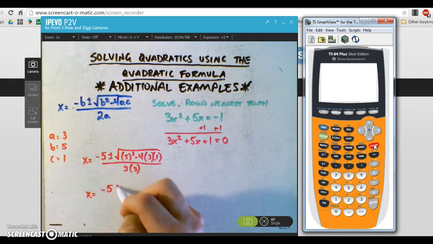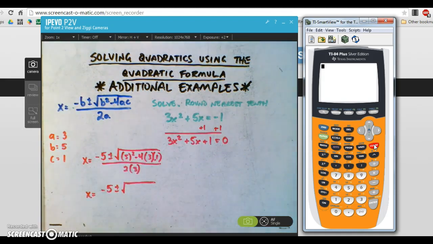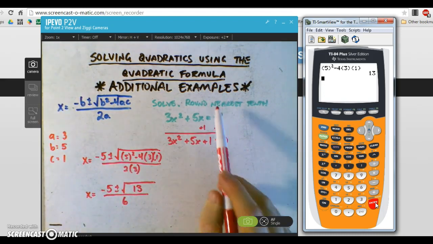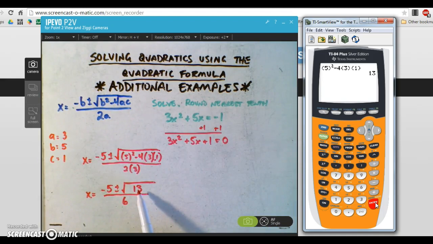Next line, I'm actually going to figure out what all that is. 5 squared minus 4 times 3 times 1. Enter. That's 13. So that's 13 all over 2 times 3, which is 6. Now, this one says round to the nearest tenth, so I would not proceed to simplify this, although radical 13 is already in simplest form. But even if it wasn't, there's no point in simplifying this.